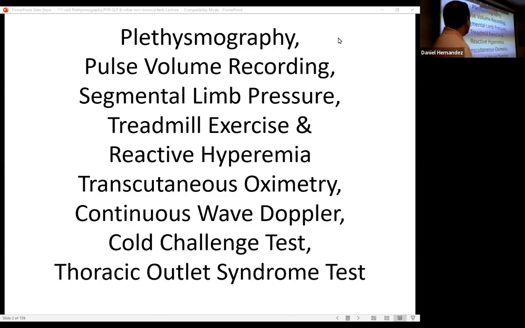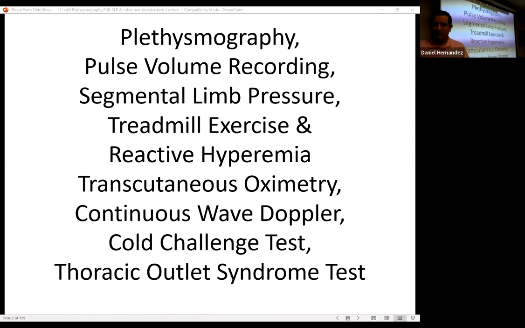Yeah, so these are some of the topics that we're gonna hit up today. So plethysmography, pulse volume recording, that's what we've been doing in lab. So now we're just gonna learn a lot of the theory behind it, understanding what those numbers mean to us, what the waveforms that we get from our pulse volume recording signify in terms of potential disease, understanding how to read the reports, understanding the segmental limb pressures.